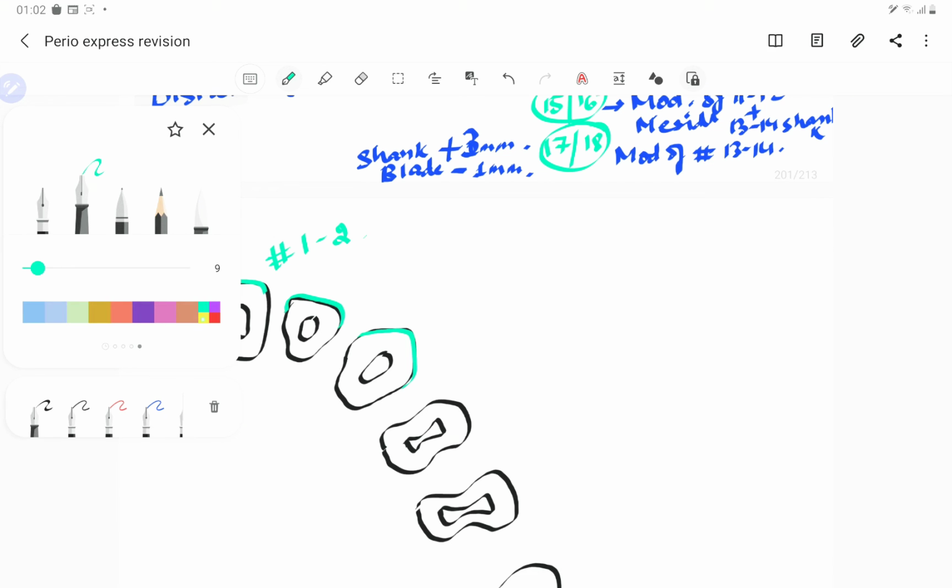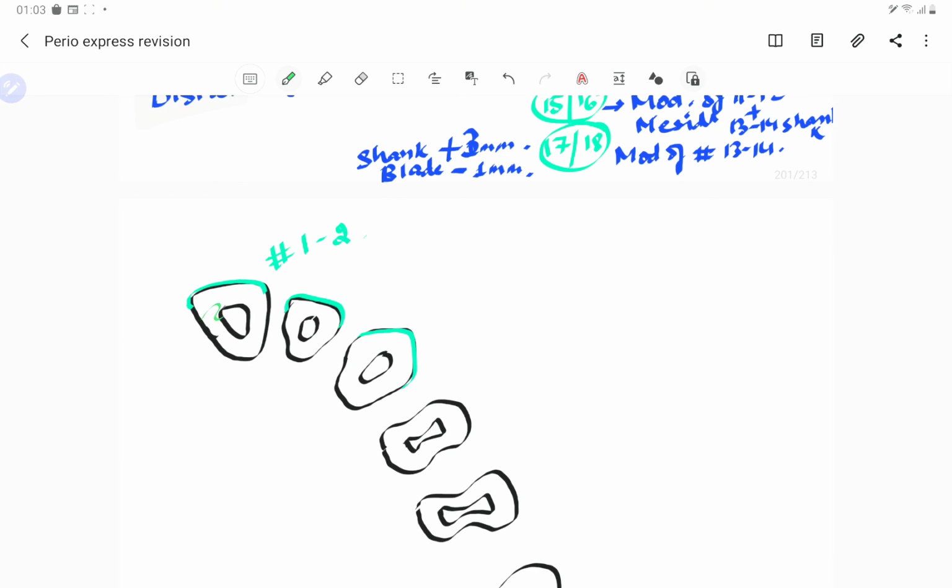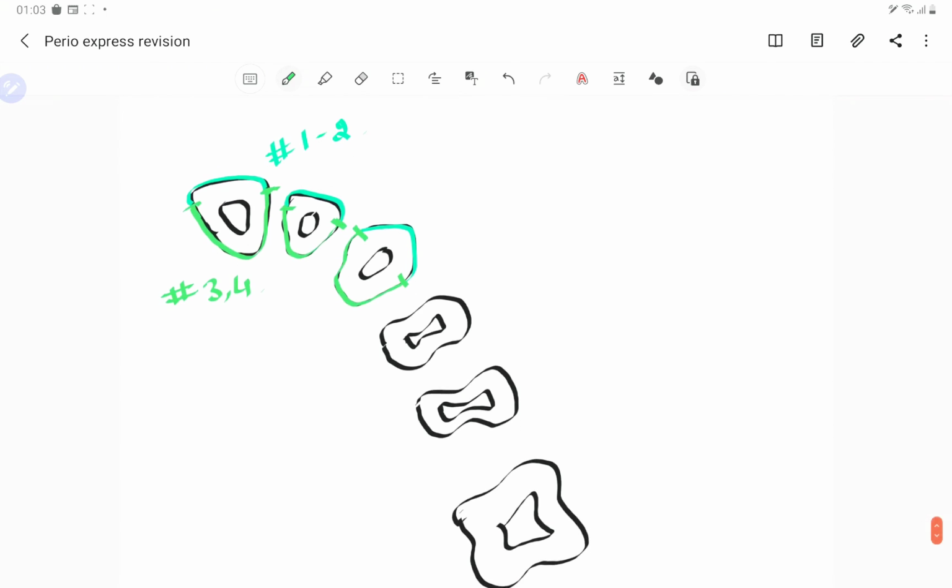Let's take green only, but some different shade I'm trying to find. Okay, maybe this is going to work. So this is 3 and 4. Guys, 3 and 4, which is again for the anterior teeth, but for the palatal surface. So this is 3 and 4, anterior teeth, the lingual surface, or we can say the palatal surface, any of it.